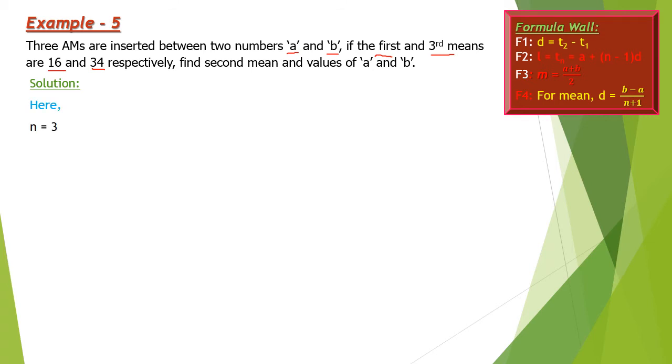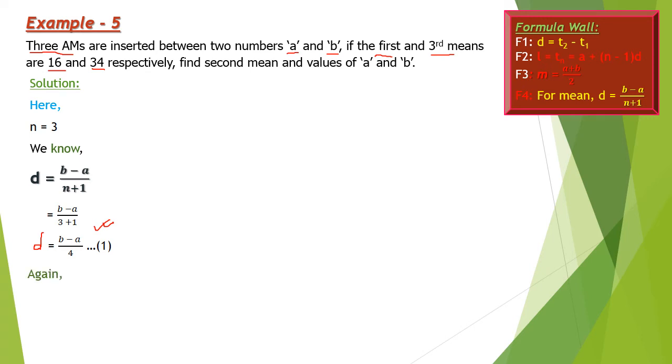n is equal to 3. There are 3 arithmetic means. You can see here n equal to 3. So we know the formula to calculate d is (b minus a) by (n plus 1). As b and a are unknown, but we have the value of n, so let's substitute the value of n. n is 3, so d is equal to b minus a by 4, and this is equation 1.